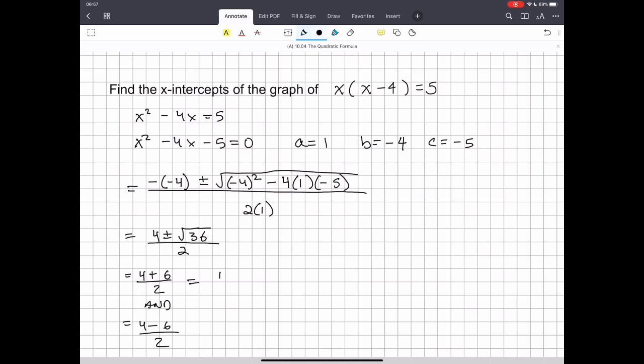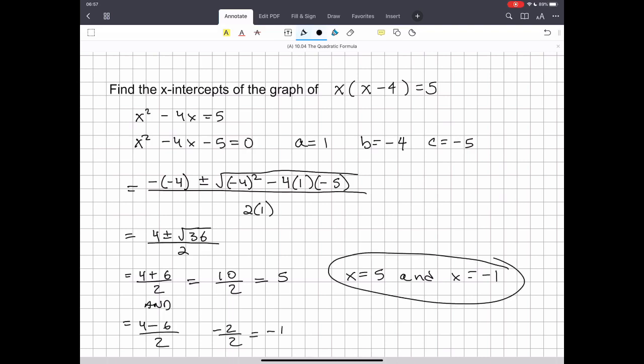So 4 plus 6 divided by 2, that's 10 over 2, which is 5. So our first x-intercept is 5. And our second one is -2 over 2, which is -1. X equals -1. So there are our x-intercepts. So this is what you're going to practice today. If you have any questions, let me know. And good luck.